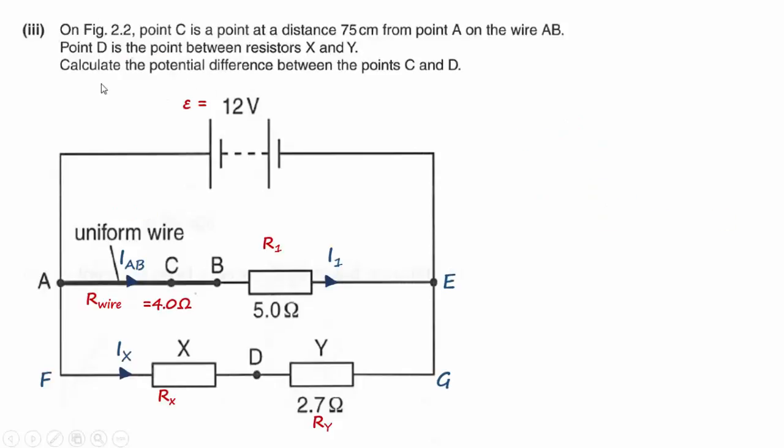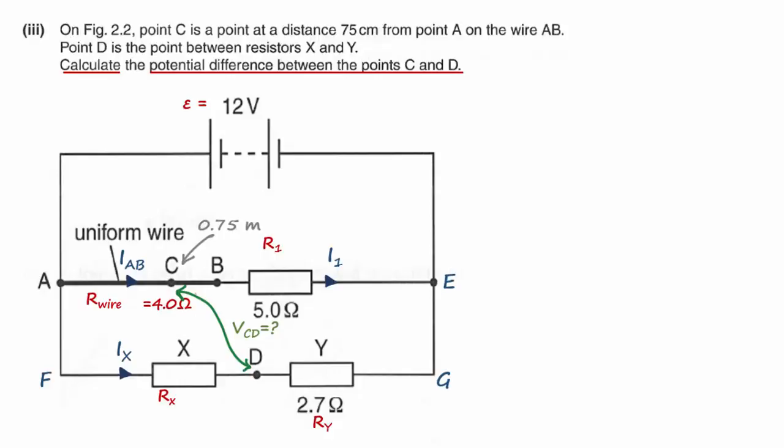In this part, you're asked to calculate the potential difference between the points C and D, which is this point and this point. You're also given that point C is at a distance of 75 cm away from A. Now, if we have the potential at C and the potential at D, we can do a direct computation for the potential difference. However, we do not have both the potentials. So how do we do the question? Let us look at what we are given.